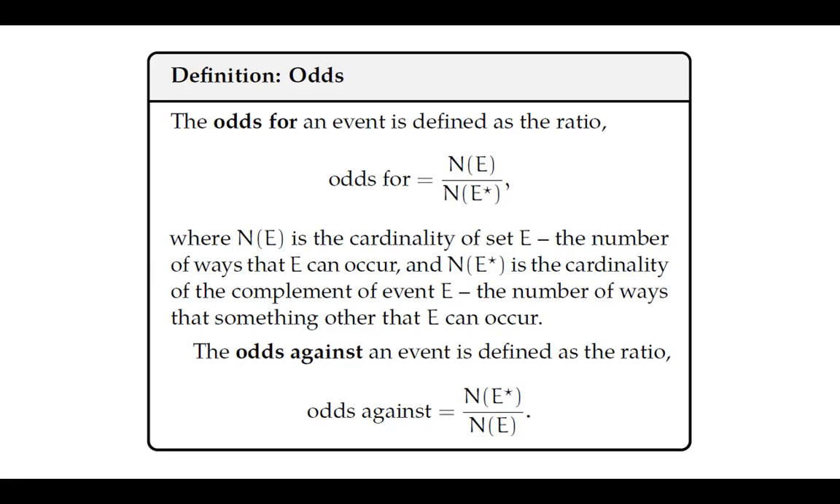The odds against would be the reciprocal of that ratio. The odds against is the ratio N of E star over N of E.